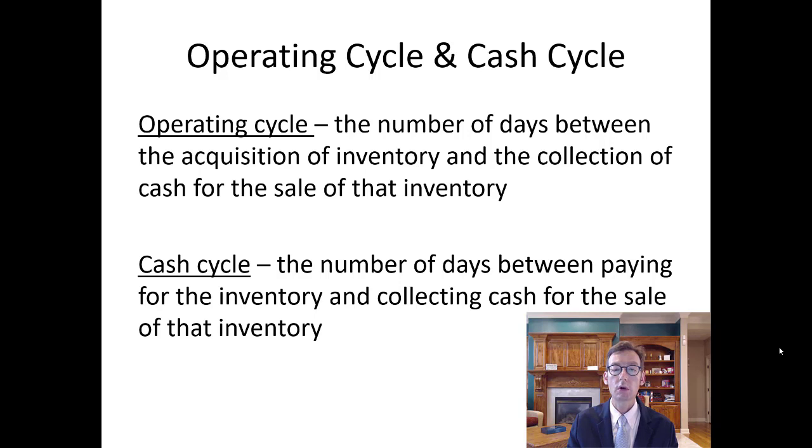Now, if you're purchasing your inventory on cash terms, these will be identically the same. But most of the time in American business, what we are doing is purchasing goods on credit. And so we don't have to pay for them immediately upon receiving them. And so typically what we'll see is the cash cycle being shorter than the operating cycle.